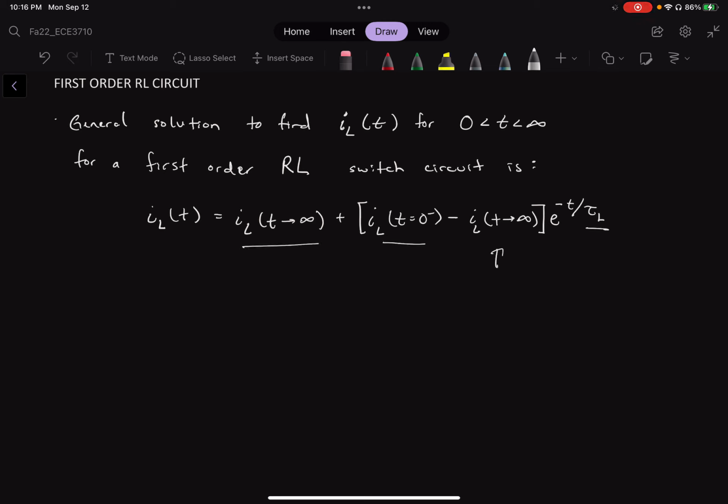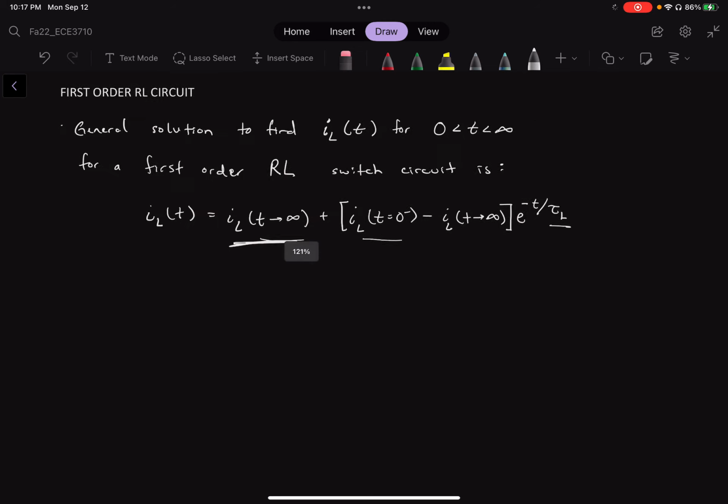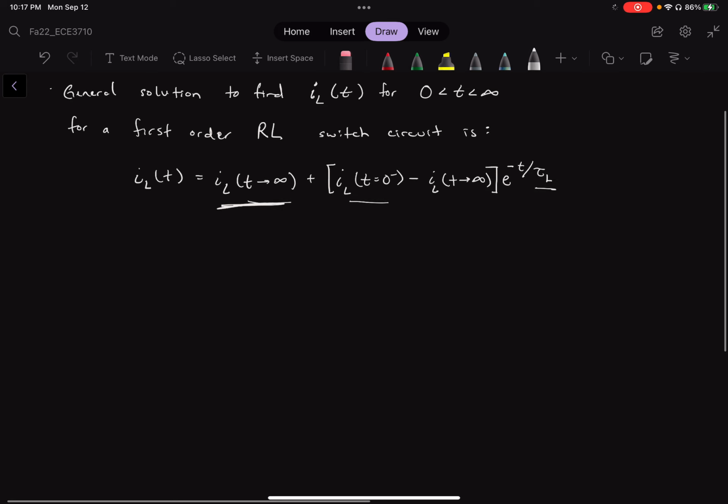This term here, IL of t approaching infinity, is the same as this term here. So that's why I say there are 3 unique terms we need to solve for. What are they? How can they be explained? IL of t approaching infinity is essentially the current of an inductor for time approaching infinity in DC steady state. So it's the current of the inductor for time approaching infinity when your circuit is in DC steady state.